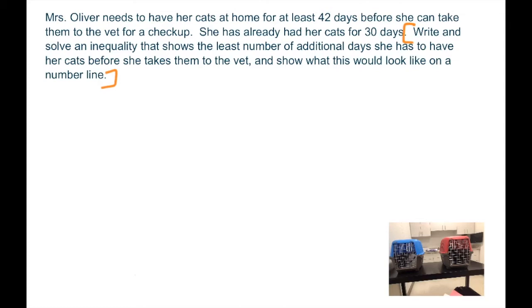All right, so here's what I'm going to do. I'm going to go ahead and write down my total number of days, which is 42 days. And over here, I'm going to write down, well, I know I've already had them for 30 days. And I'm going to have them some more days. So I'm going to use D to represent however many extra days I have them. And I need to add the 30 days I've already had them plus the other number of days that I'm going to have them before I take them to the vet together. And it says that this has to be at least 42 days.